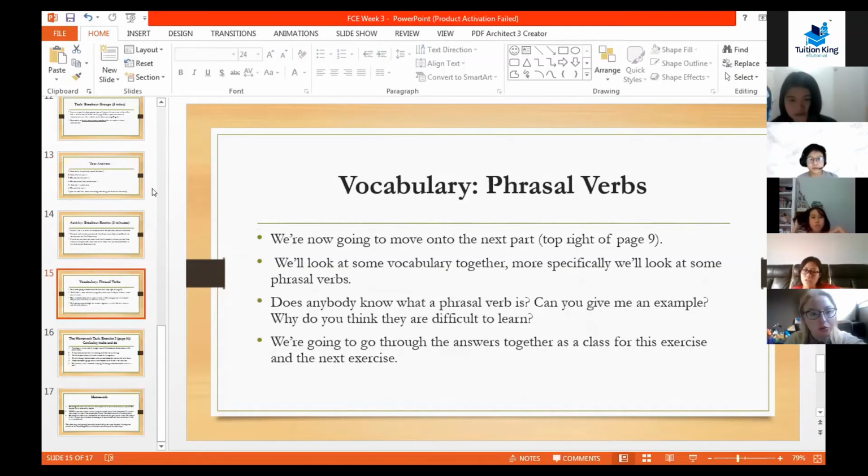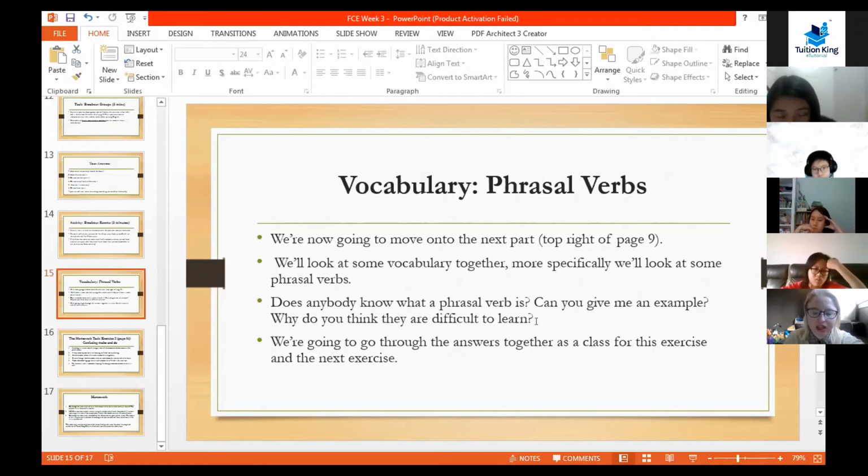And I'm just going to go through the answers with you for this, because in my opinion, some of these phrasal verbs were quite difficult. Now, in a moment, we're going to look at the top right of page 9, and we'll look through the vocabulary and go through the answers together.